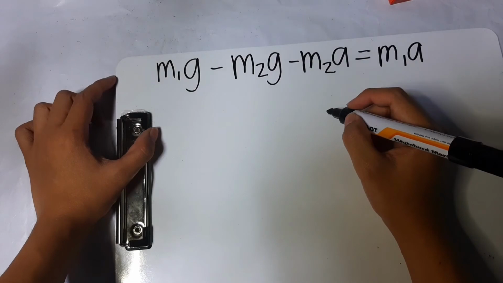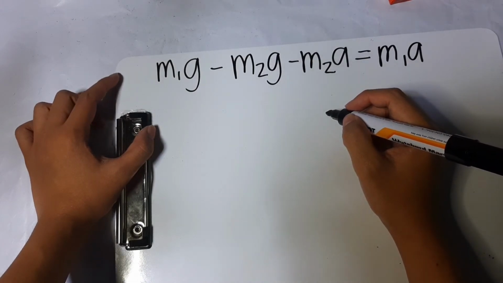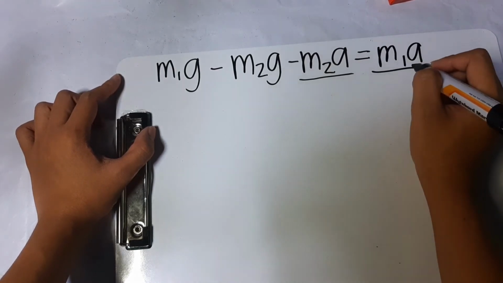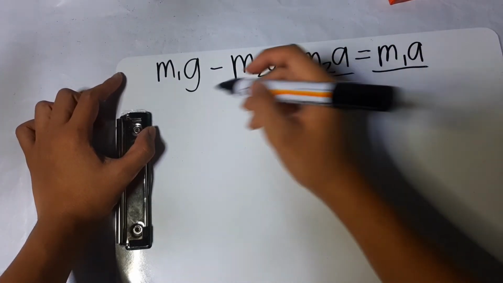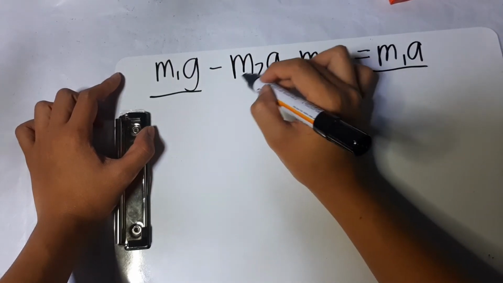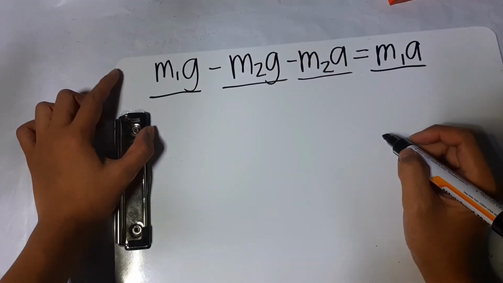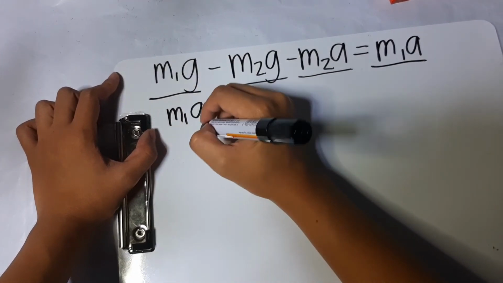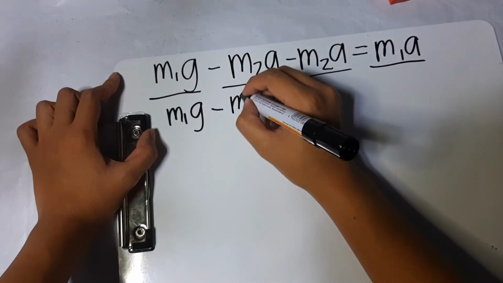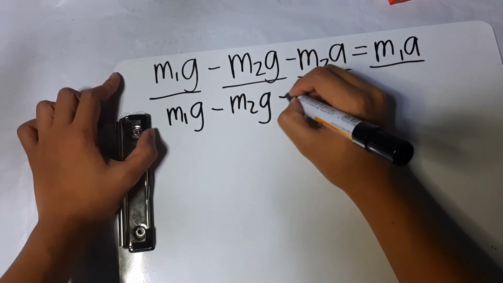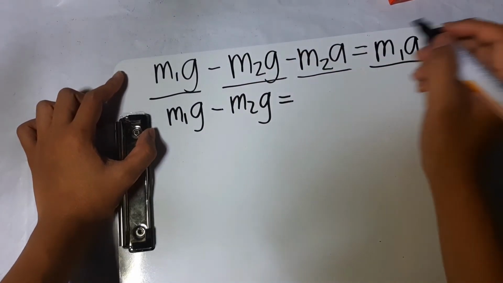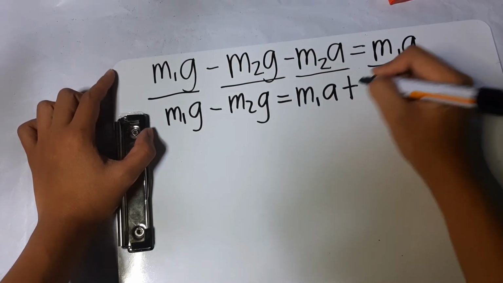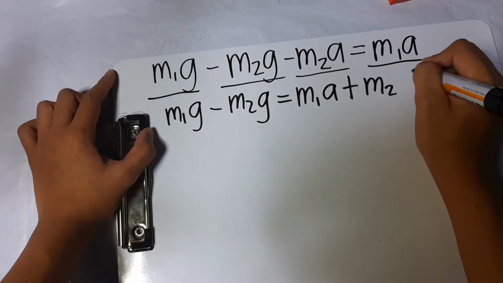Now, let's combine the same values: the acceleration terms, mass 1 acceleration and mass 2 acceleration, and mass 1 gravity with mass 2 gravity. So that will be mass 1 gravity minus mass 2 gravity is equal to mass 1 acceleration plus mass 2 acceleration.